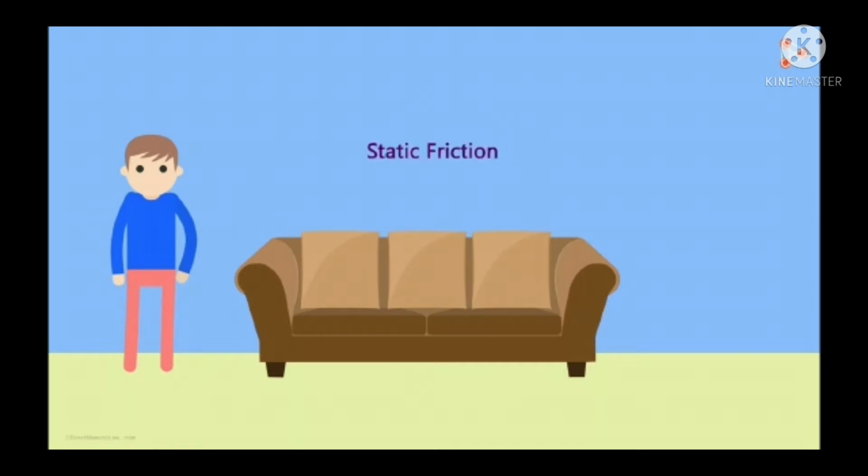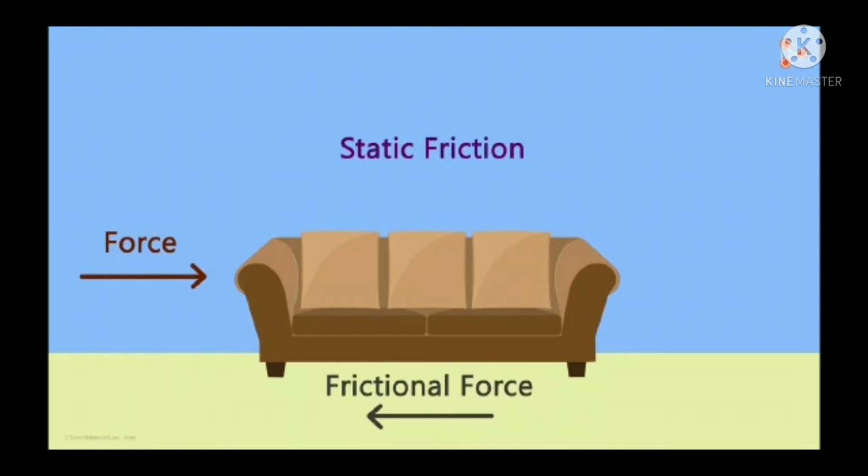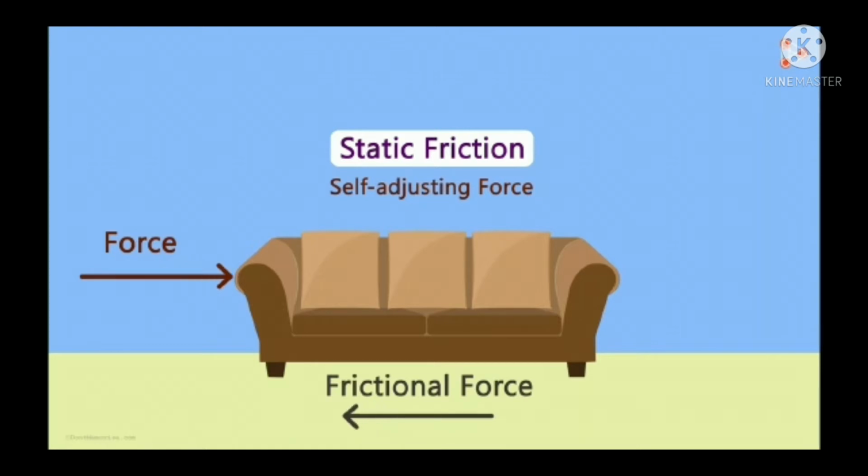Why do you think the sofa doesn't move? Well, the answer is static friction. The force that you apply is balanced by a frictional force by the floor. And this force is applied in the direction opposite to your push. This force is nothing but static friction. The concept of static friction is really amazing. Why do I say that? The reason is that it is a self-adjusting force. As you increase your force of push, the force of static friction increases too, and the forces are still balanced.